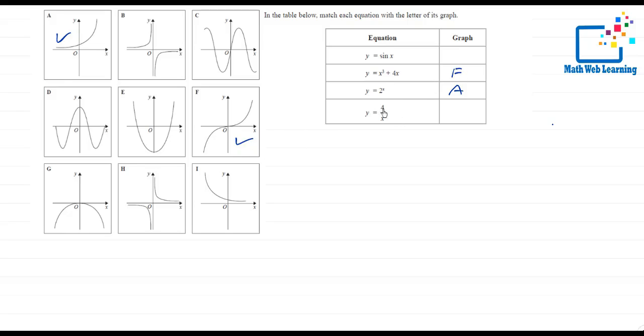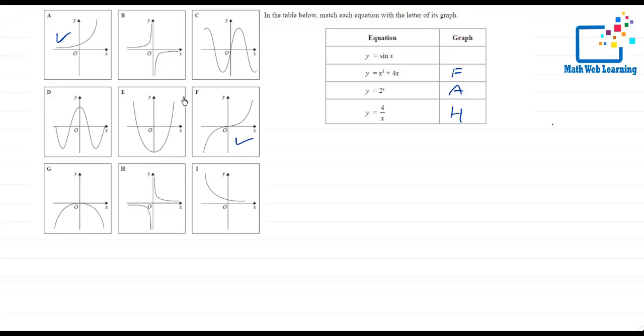Now for the reciprocal, again, they look like this or like this. Either B or H, which one? Now this one is for the positive x's. When x is positive, y is positive. When x is negative, y is also negative. So it has to be this one here, H. This one is reciprocal, but this one is minus 1 over x. We have a minus before the fraction, so that's not the one we're looking for, although it is a reciprocal.